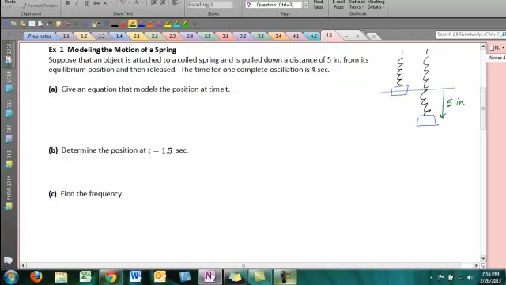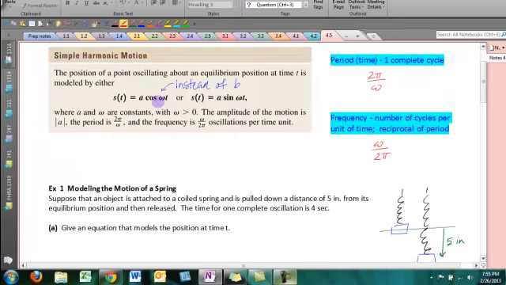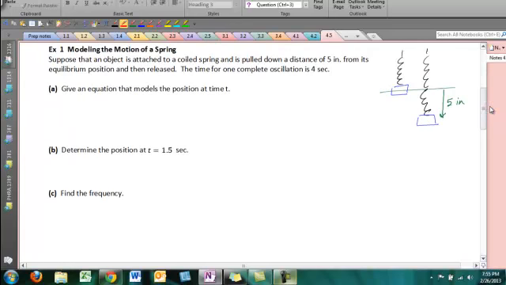So what do we know to begin with? In this part right here, we want to give an equation that models the position at time t. So we need to first decide what type of equation we are looking at. Remember that we had both a sine option and a cosine option. They're both the same equation, but we had a sine and a cosine function. Now, right here it says that the spring is pulled down a distance of 5 inches from the equilibrium position and then released. In other words, we're going to pull it all the way down and then release it.